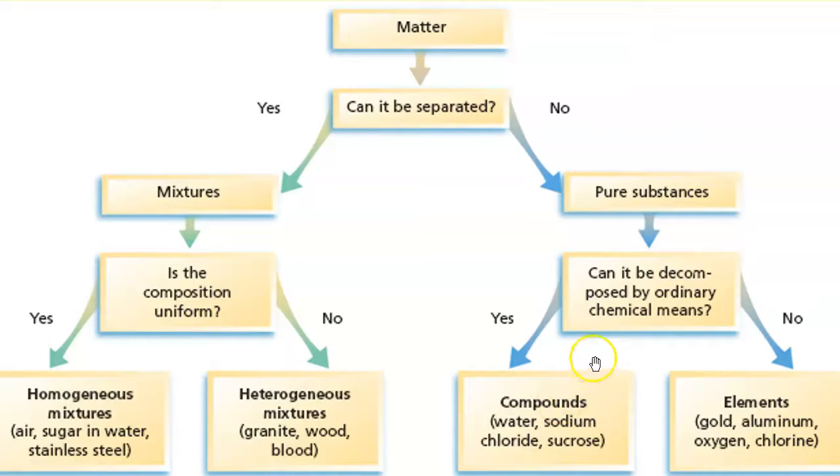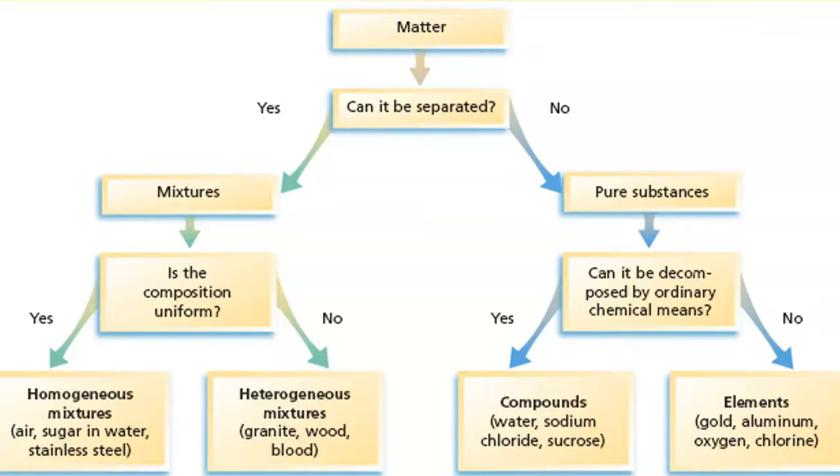We've had sugar, sucrose, water, and we burned the sugar to break it down into carbon and water, and then we broke the water down into hydrogen and oxygen. So things that can be broken down by chemical means, those are compounds. But things that can't be broken down, like gold, aluminum, anything that can be found on the periodic table, those are all elements.